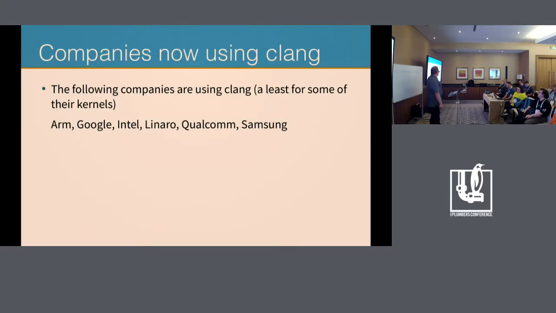This is not a list of every company that's using it. These are some of the major ones that Nick is currently aware of people using Clang heavily, certainly on the kernel side. And this is companies like ARM, obviously Google, Intel, Linaro, Qualcomm, and Samsung. That's not to say that all the work these companies are doing is on Clang. It's merely that each one of these companies is doing some work on Clang with the kernel.